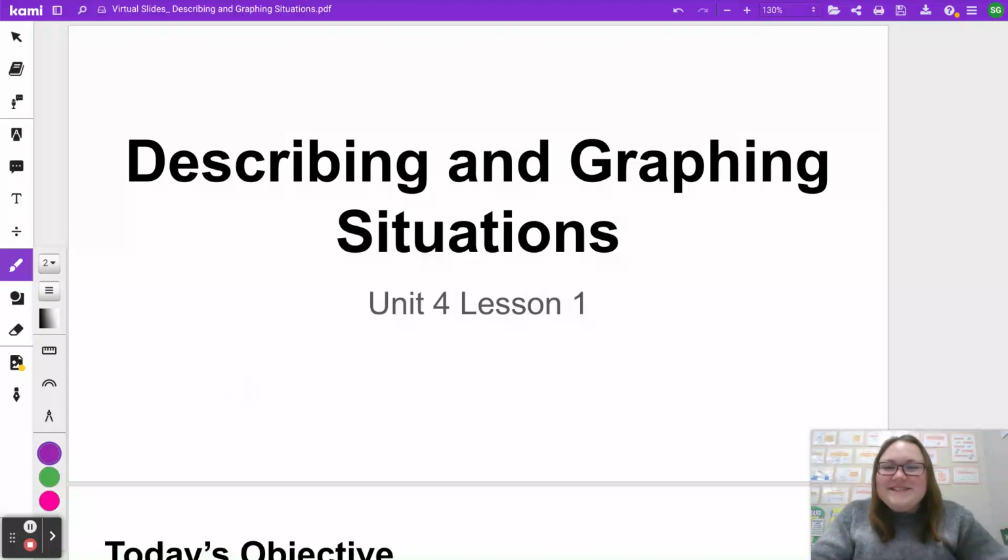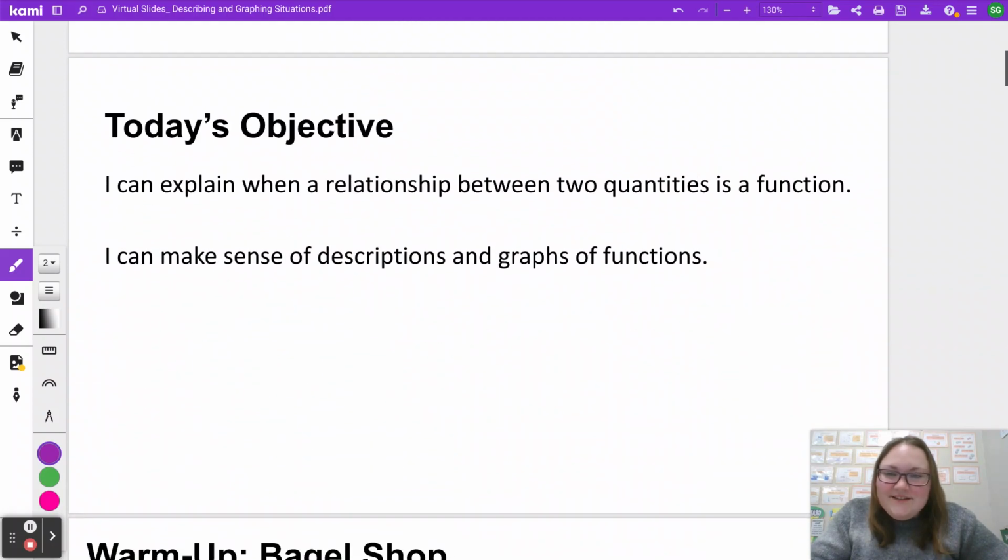Hello, Algebra students, and welcome to our very first lesson of this unit on functions. This lesson is called Describing and Graphing Situations. In this lesson, these are our two goals. The first one is, I can explain when a relationship between two quantities is a function.